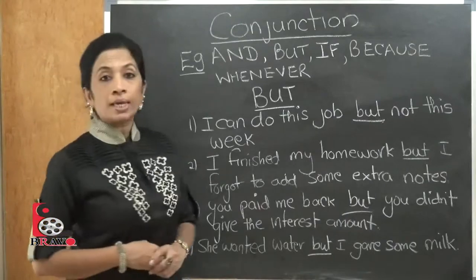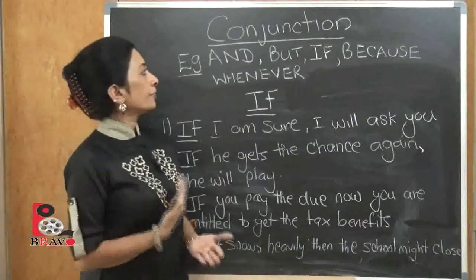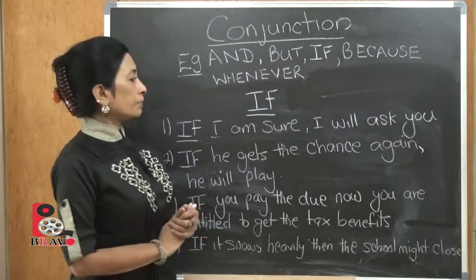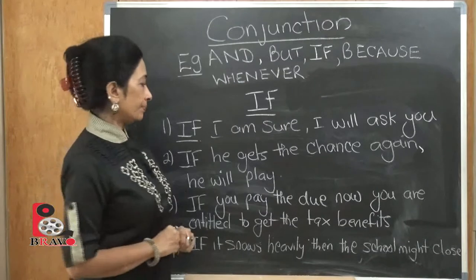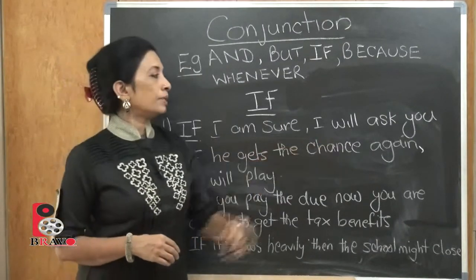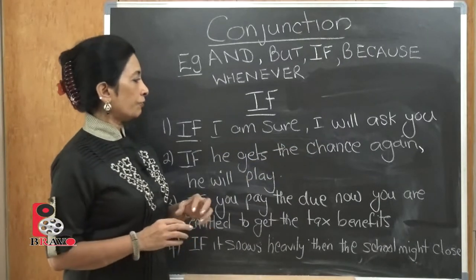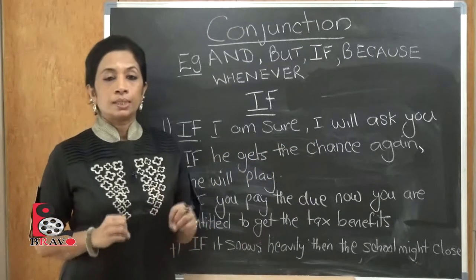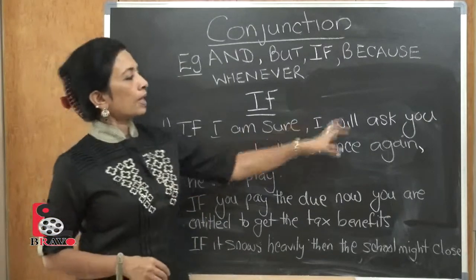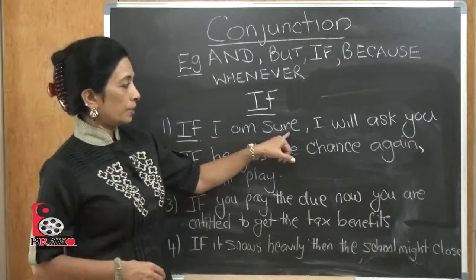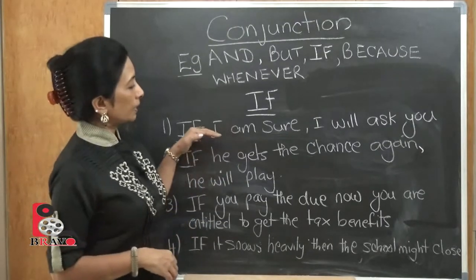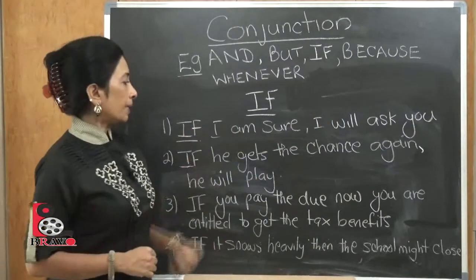Now we will move on to if next. That's our third word that we are going to look into in the conjunction. If I am sure, I will ask you. So that means when I am reading it, it makes sense to you that it's more of an assurance, a demand, or a statement that is very sure. If you do this, I will do that. So if I am sure, I will ask you. So first of all, he has to be sure. Okay, so it's like a definite statement with a demand.